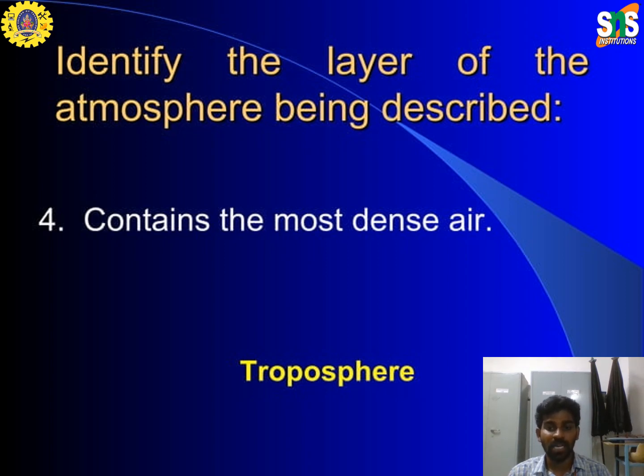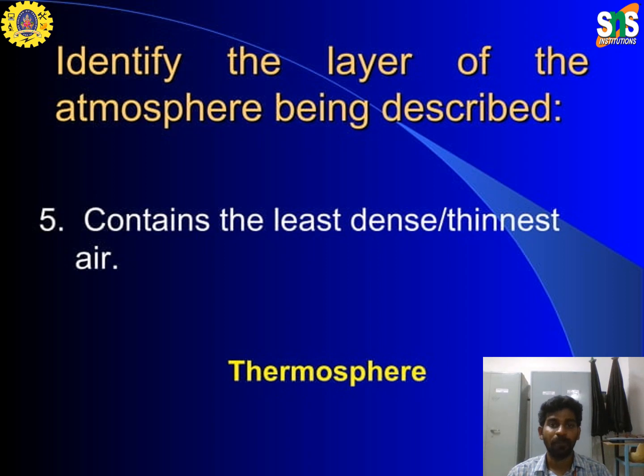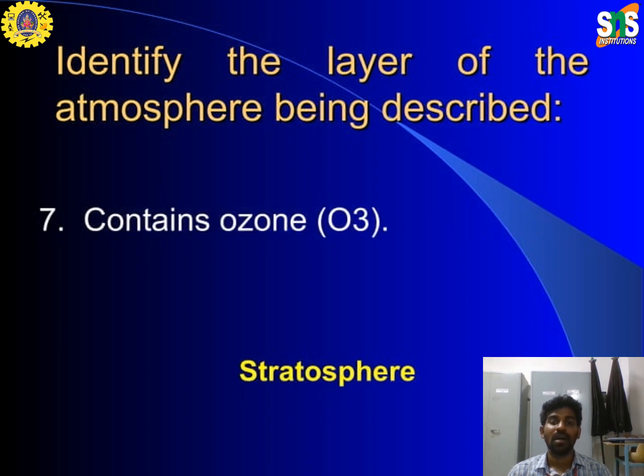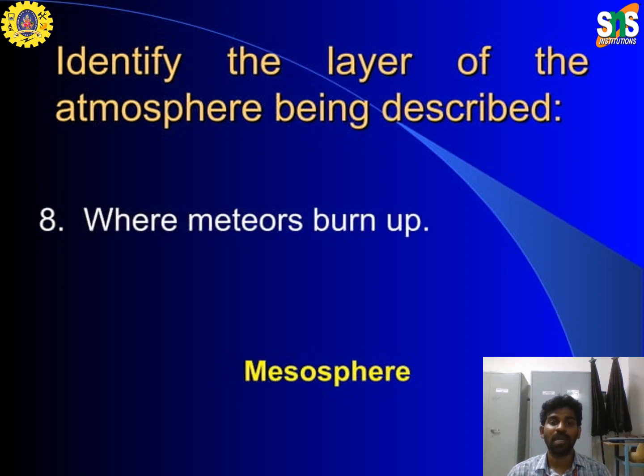For example, the maximum limit of the troposphere is called the tropopause. The least dense and thinnest air is in the thermosphere. The coldest layer of the atmosphere is called the mesosphere. The ozone layer is contained in the stratosphere, and the layer where meteors burn up is the mesosphere.